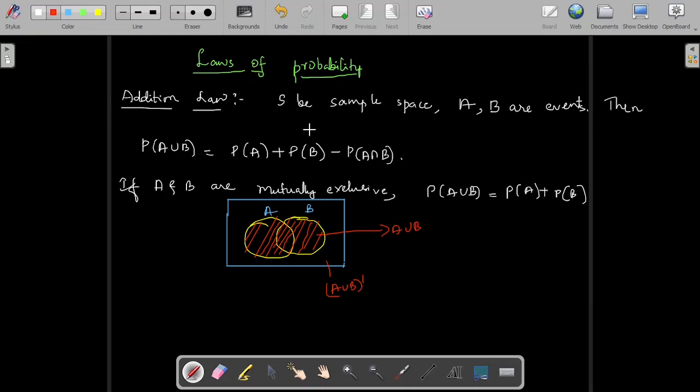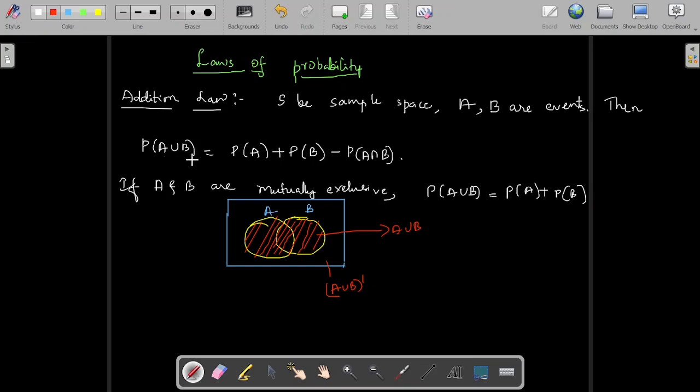The addition law states that if S is the sample space, and A and B are events of that random experiment, meaning A and B are subsets of S, then P of A union B equals P of A plus P of B minus P of A intersection B. P of A union B means the probability of the event either A or B, or the probability of the event at least one of A or B.